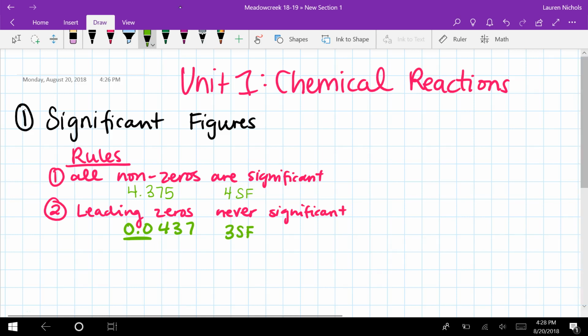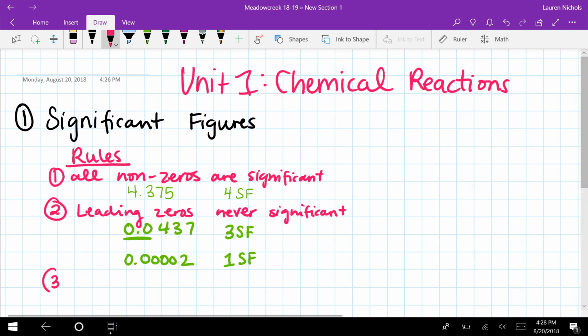Or if we have the number 0.00002, all of those zeros are at the front. They're leading, and so we only have 1 significant figure. The 2 is significant because it's not a 0.